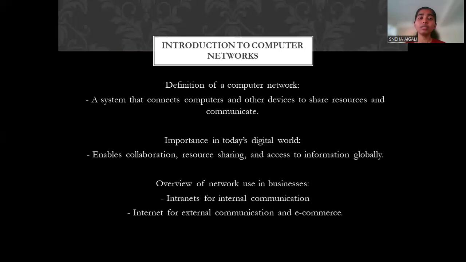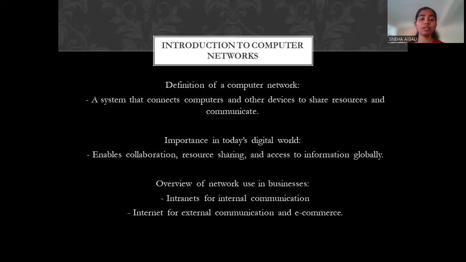So next up is the importance of computer networks in today's digital world. Why do we need computer networks and how do they play an essential role in the present world? Well, it helps to enable collaboration. It helps in resource sharing, as well as it provides the ability to access information globally.